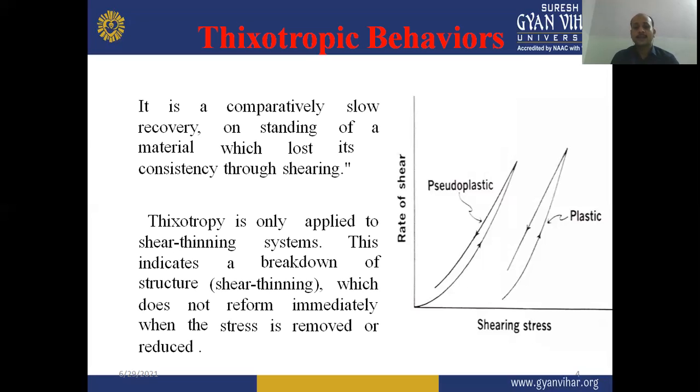And there are two types of curves. One is the up curve and the second one is the down curve. In the up curve, where the rate of shear is directly proportional to shearing stress, in the case of a Newtonian liquid we can obtain a straight line, and the down curve also coincides with the up curve.